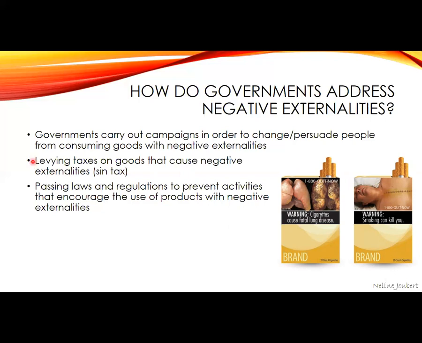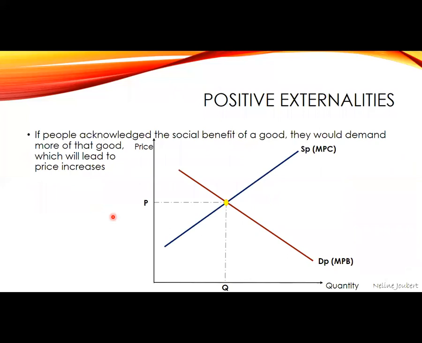There are also the levying of taxes on the goods, sin taxes, which makes the product more expensive, or the government actually passes laws and regulations that prevent activities that will encourage the use of such products. Think, for example, children under the age of 16 are not allowed to purchase tobacco products, or children under 18 are not allowed to buy alcohol. That is by law.